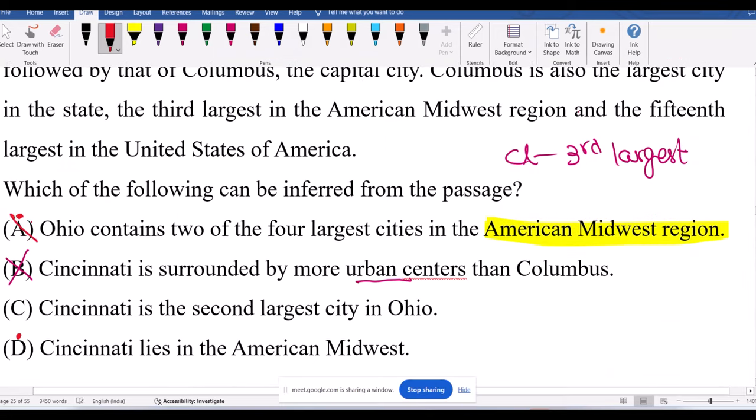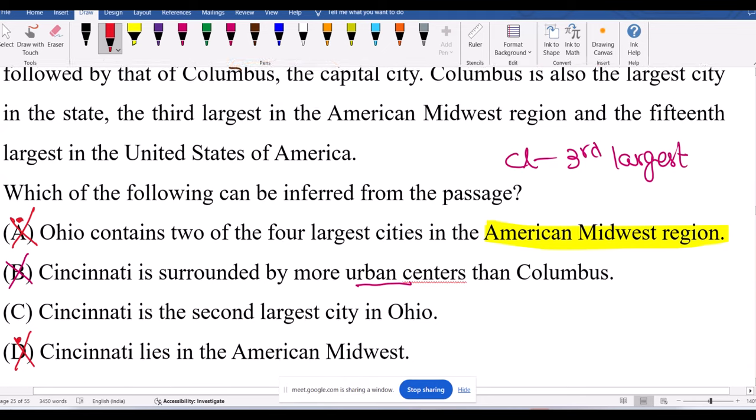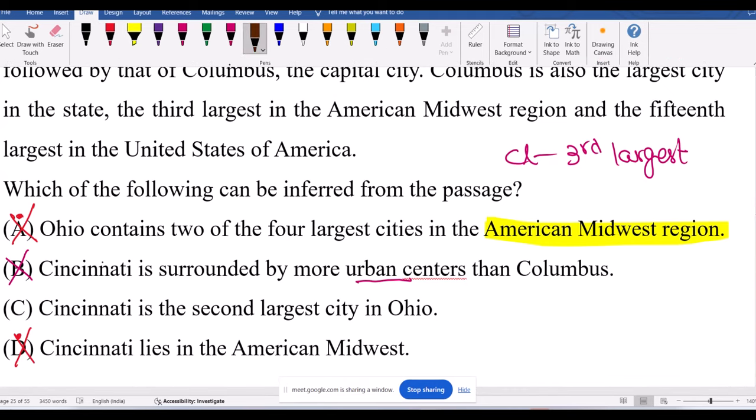Okay, A and D, if they are contradictory, I cannot decide, since only if it is in the Midwest can I decide regarding two of the four largest, something like that. But fine, here Columbus is also the largest city in the state, but its position in the state is not given. Columbus, Cincinnati, this is one possibility. C might be one possibility, but A and D are contradicting. If A is true, then D is true. Or if D is true, then A will be true. And regarding B, there is an issue. There is no discussion regarding suburban. I can go with option C. Among all possibilities, C is what I am thinking about.